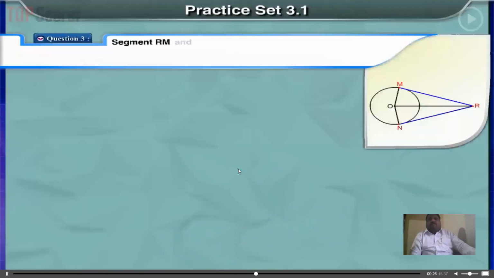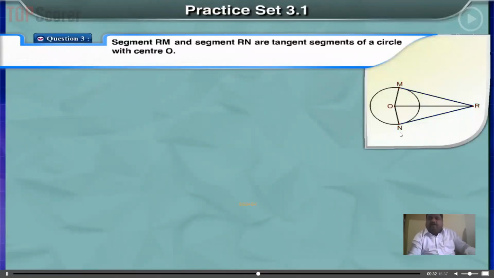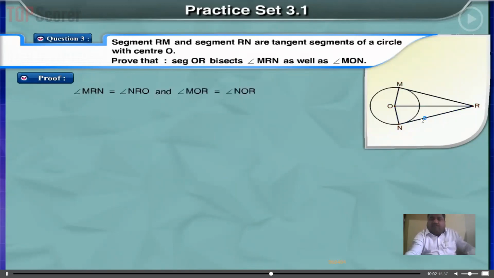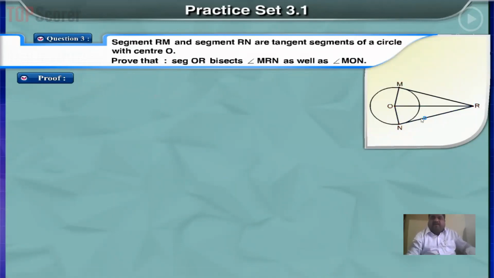Now let us see the question number 3. Segment RM and segment RN are tangents of a circle where O is the center. Prove that segment OR bisects angle MRN, this angle, as well as this angle MON. Now let us see its solution. We know that angle MRO is equal to angle NRO. These two angles are equal. Angle MOR, this angle and this angle are also equal.